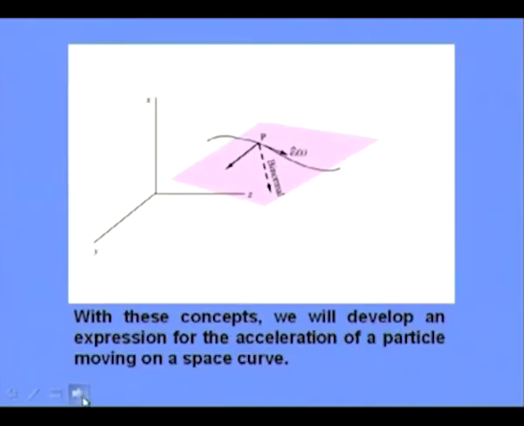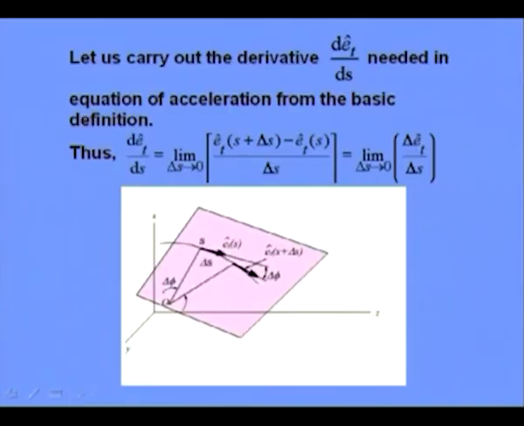Now, with these concepts, we will develop an expression for the acceleration of a particle moving on a space curve. We need to find the derivative dEt by ds. Et is the unit tangent vector. It is needed in the equation of acceleration.